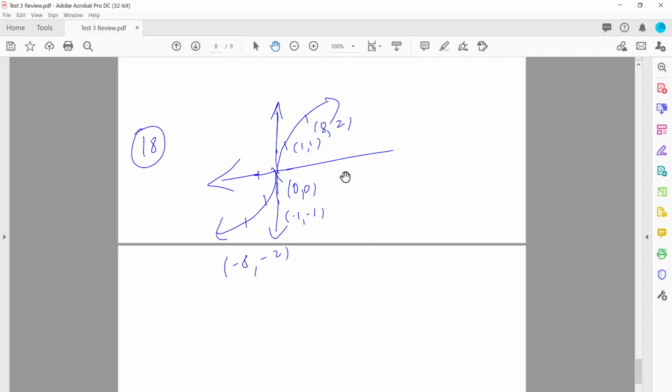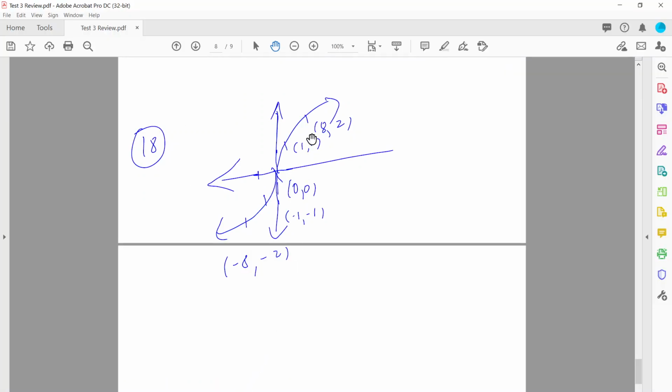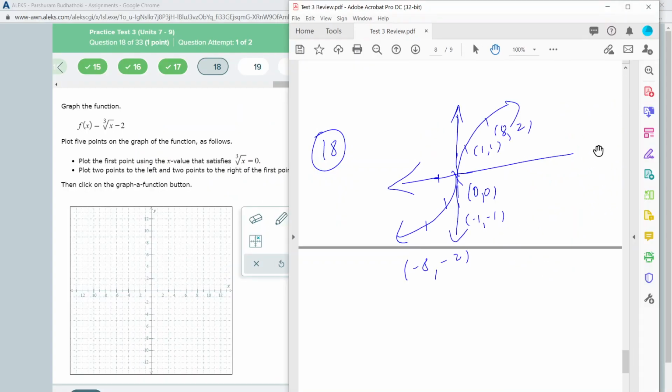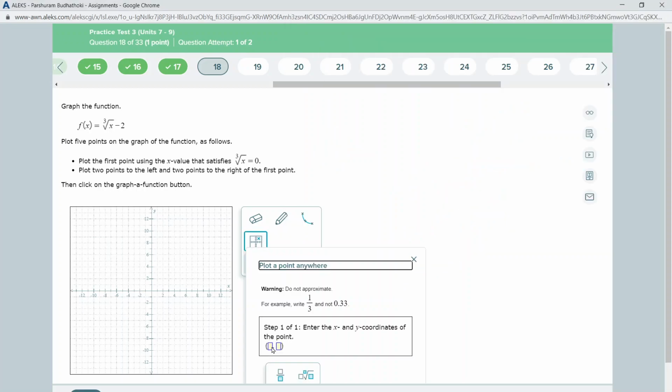Okay, so let's shift these points. How many units? 2 units down. So you just have to change the y coordinate. So at 8 the y coordinate would be 0. At 1 the y coordinate would be negative 2. So something like that. Let's plot those points. 8, 0.